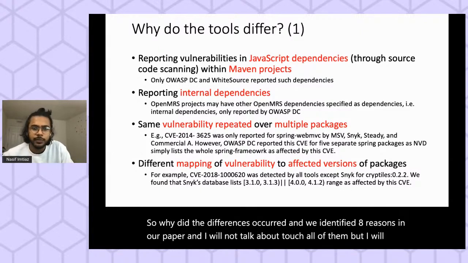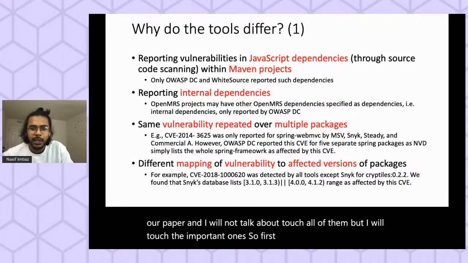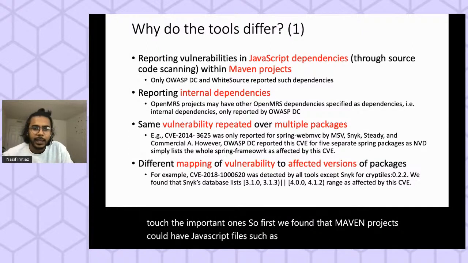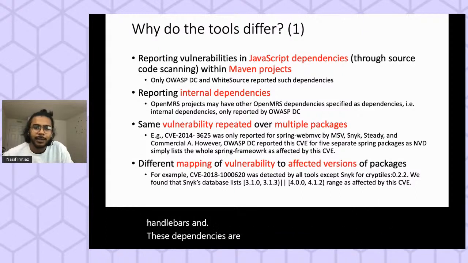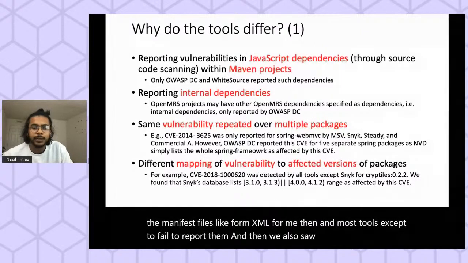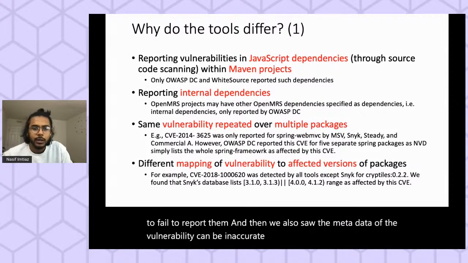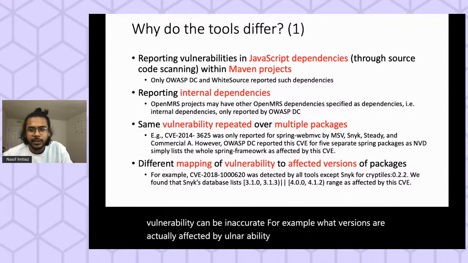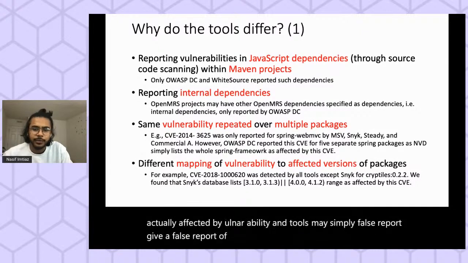the important ones. So first, we found that Maven projects could have JavaScript files such as jQuery and handlebars, and these dependencies are not necessarily declared in the manifest files like POM XML for Maven, and most tools except 2 fail to report them. And then we also saw the metadata of the vulnerability can be inaccurate. For example, what versions are actually affected by a vulnerability, and tools may simply give a false report of a version as vulnerable, while the vulnerability actually affects some different version.